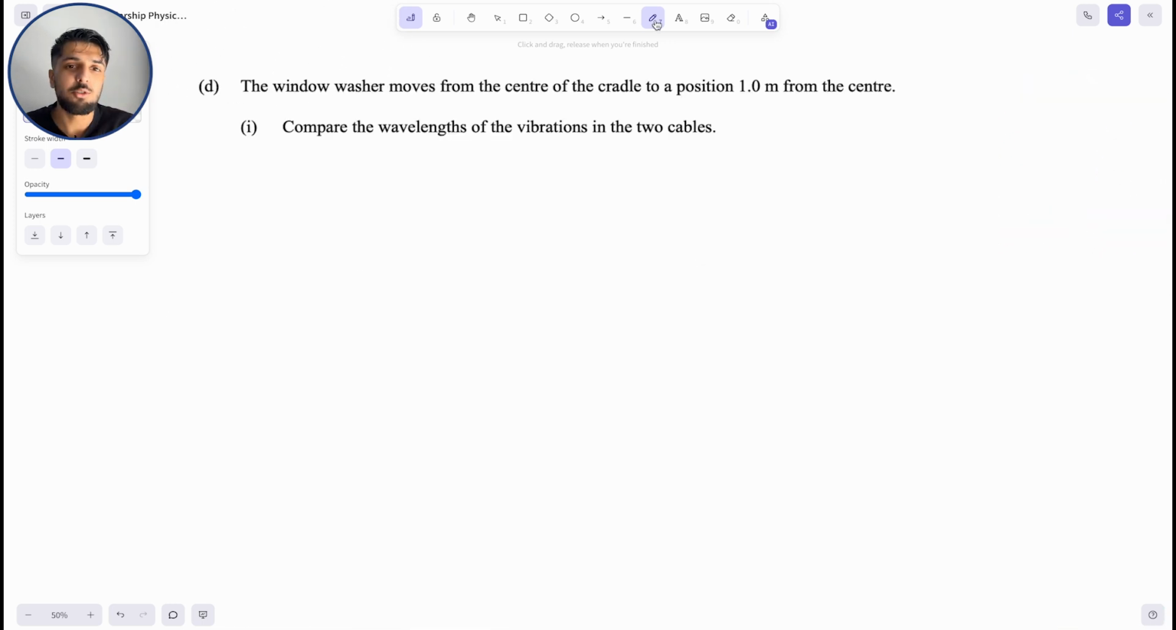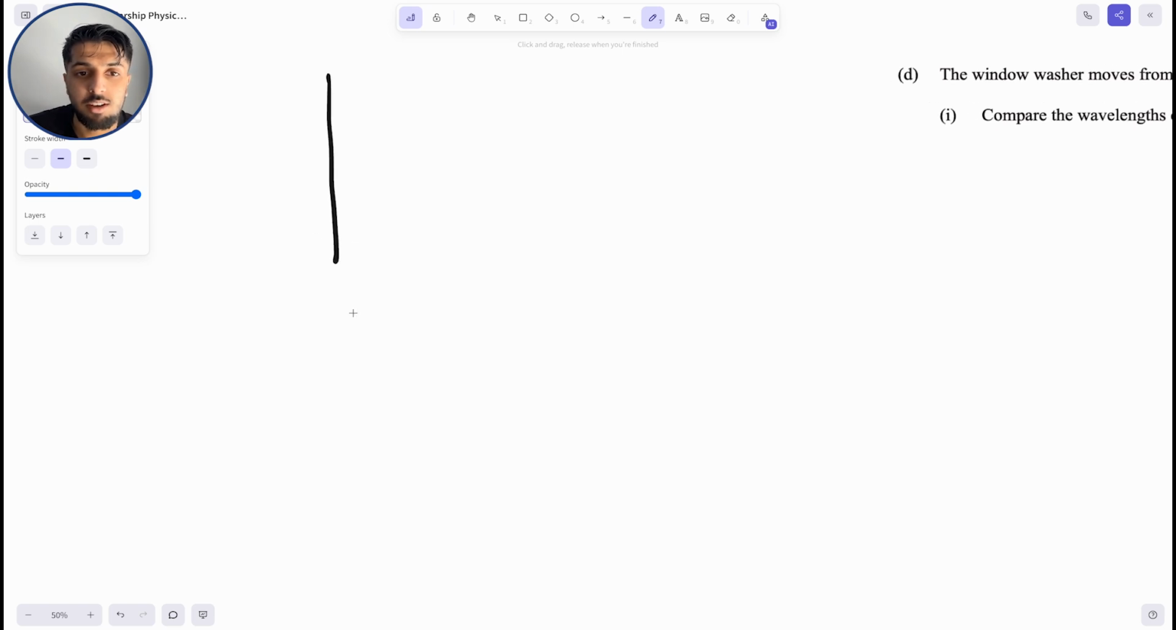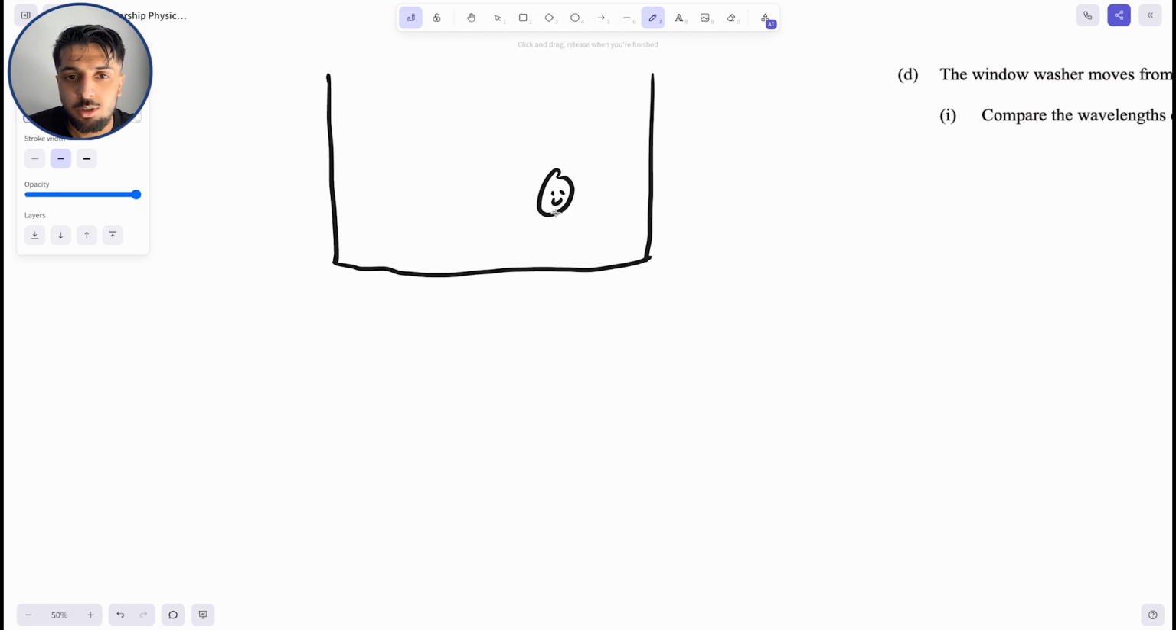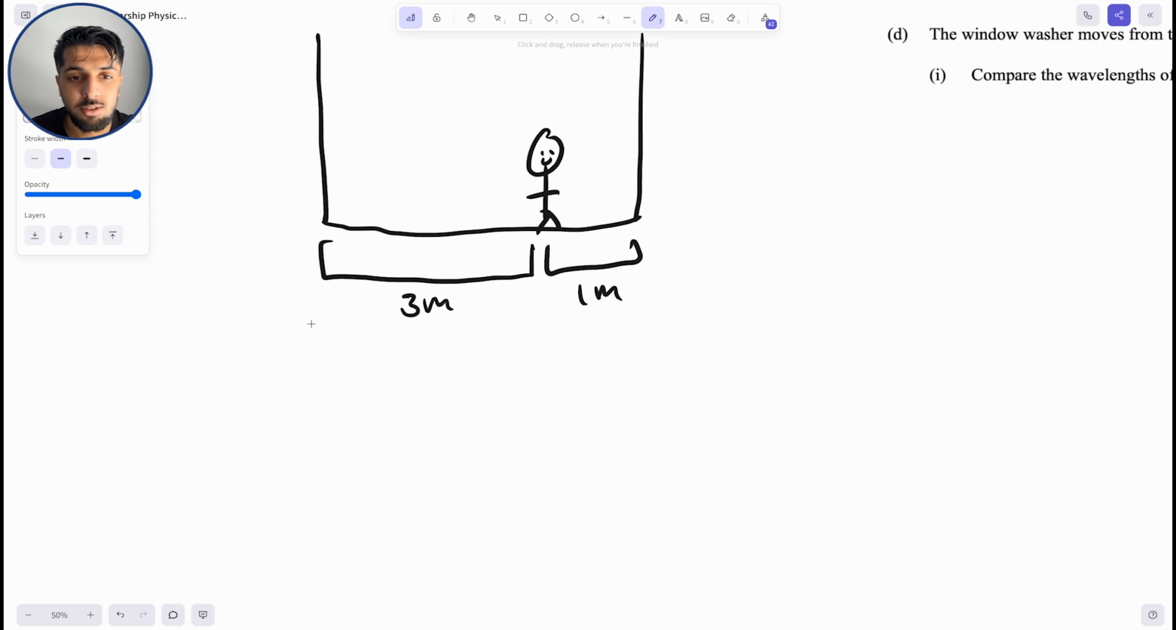There we go. The window washer moves from the center of the cradle to a position 1 meter from the center. Compare the wavelengths of the vibrations in the two cables. Okay, so now we have a case where we have our cables coming down and we have our little platform. Now the window washer right here is now 1 meter from the center, and therefore this distance right here is going to be 3 meters, as the total length is 4 meters.